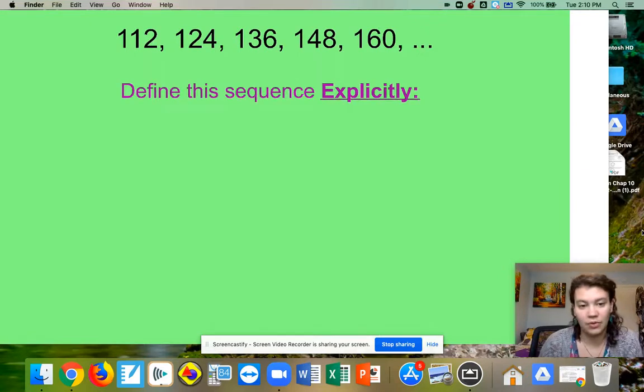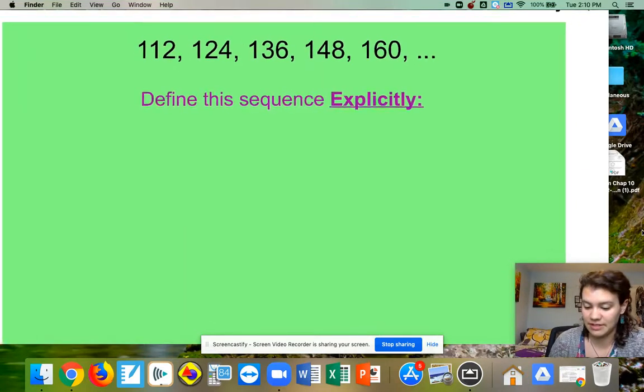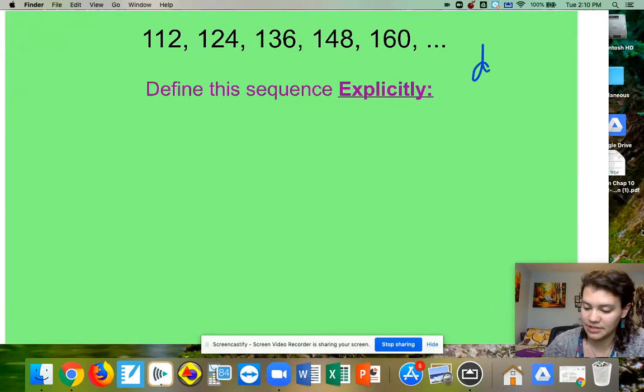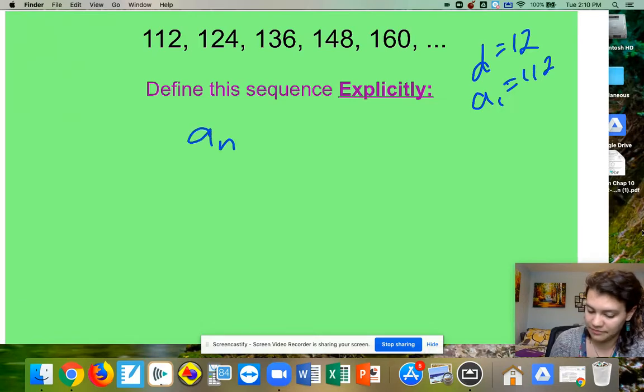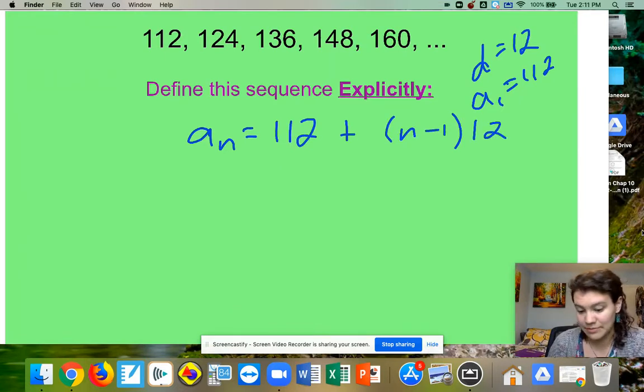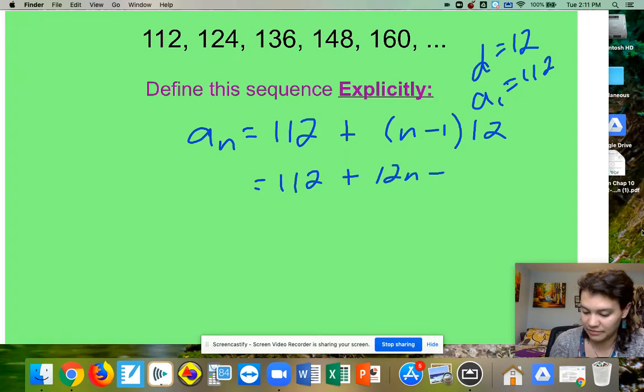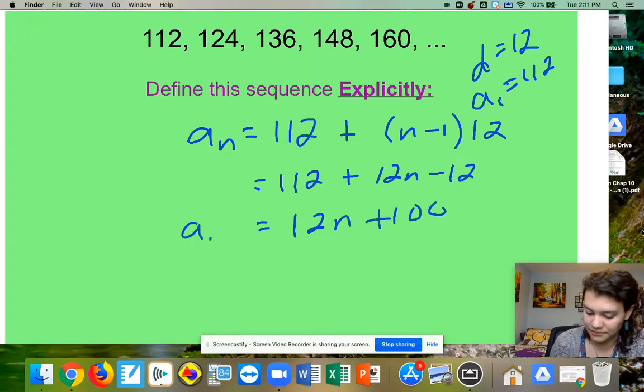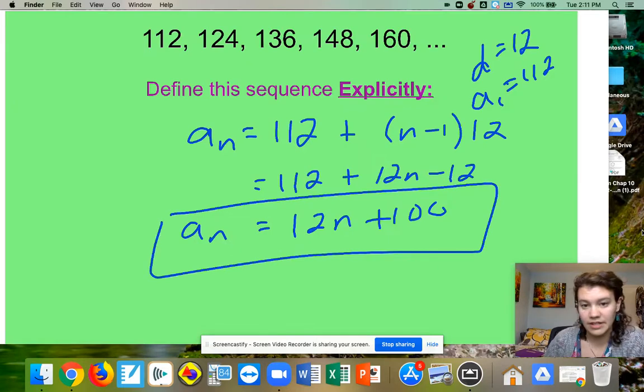So if we want to define this sequence explicitly, your common difference is still 12. Your first term is 112. So your A sub n is going to be 112 plus n minus 1 times 12. Now simplify this: you have 112 plus 12n minus 12, and you'll end up with 12n plus 100 as your explicit formula.